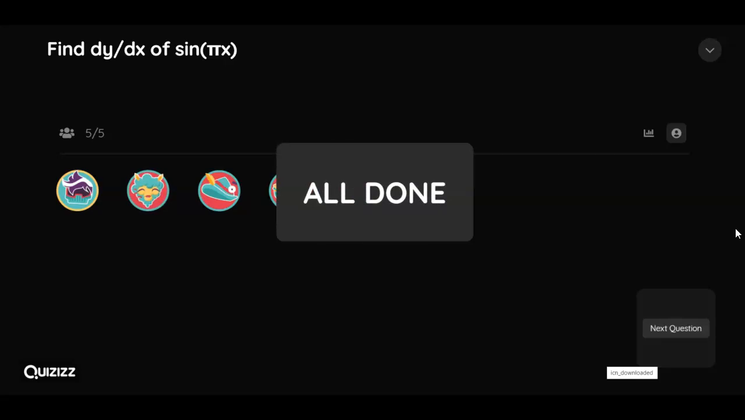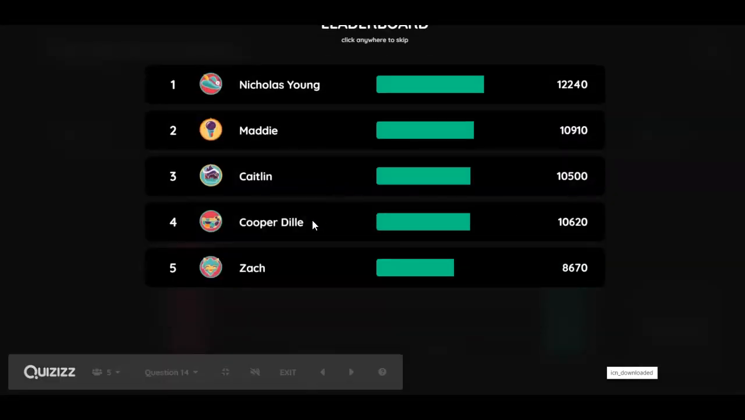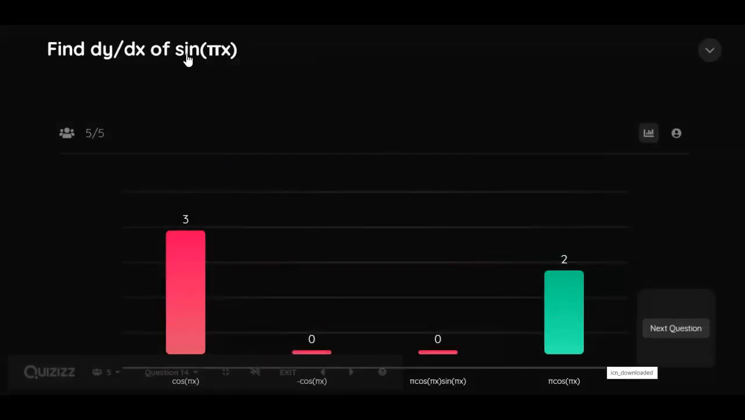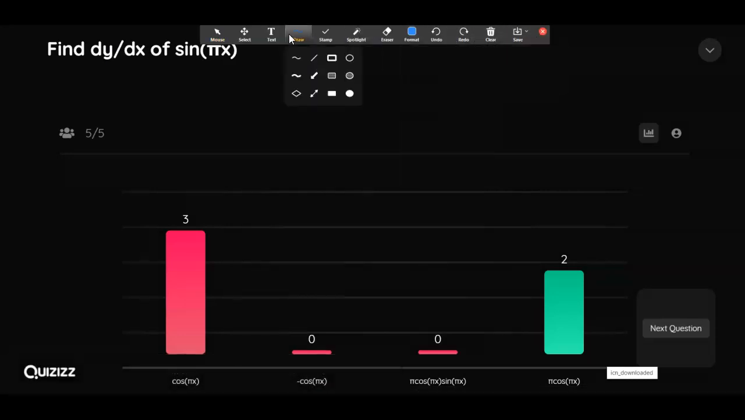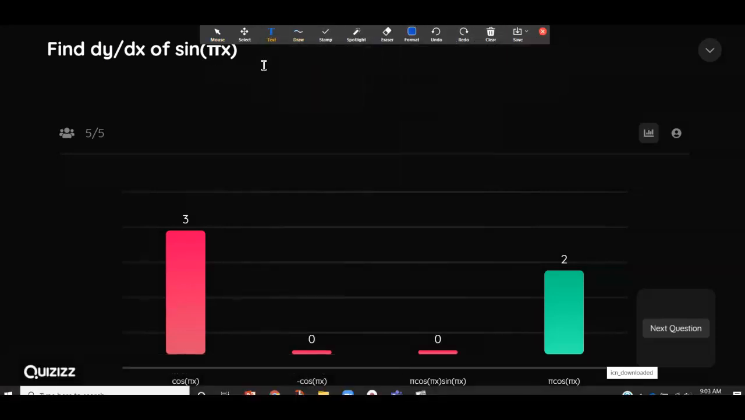Okay, so I put this one on here because this was one of the most commonly missed questions on our last test. And it's still a commonly missed question, so I'm glad I put it on here because I really want to talk about it. So basically, for this problem, you need to understand the fact that pi x is considered a part of a function. So really, this is a chain rule.